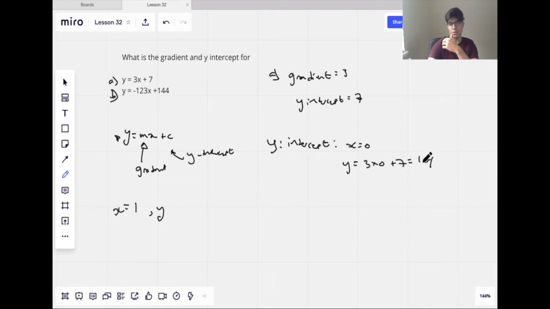3 times 0, that's just 7. Sorry if you were wondering what that was. So if x equals 1, y is equal to 3 times 1 plus 7, which is 10. So the point (1, 10) is on that line.